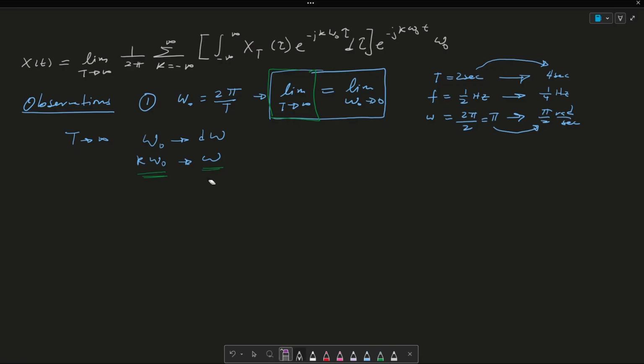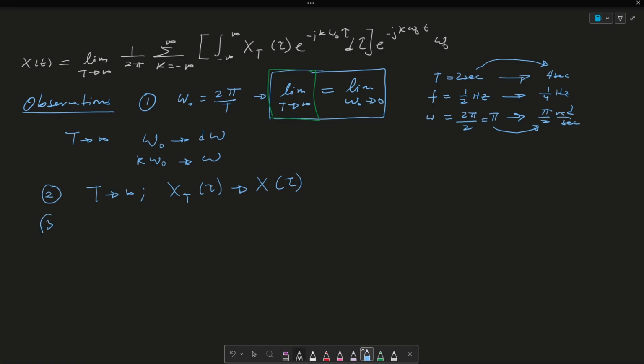The second observation we want to consider is that from my example number 2, as t goes to infinity, my window function x of capital T of tau goes to this x of tau, which is my original aperiodic signal. And again, we proved this in example number 2.